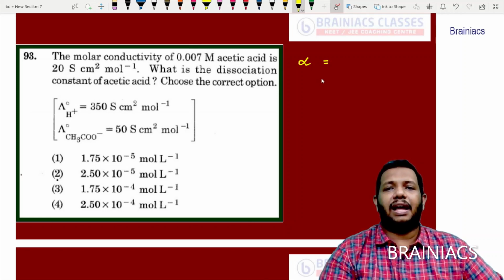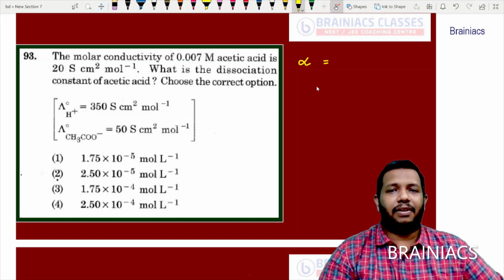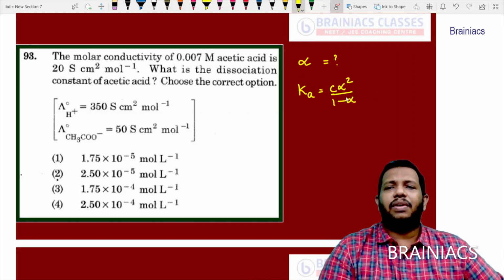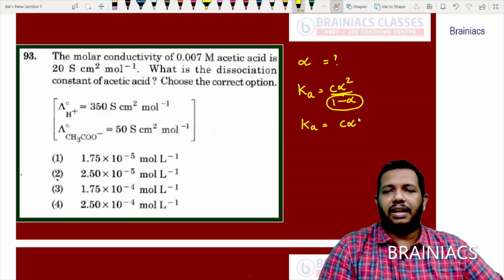So we know that alpha can be calculated as Ka is equal to C alpha square. We are learning that. Are you remembering the equation? So Ka is equal to C alpha square by 1 minus alpha is there, but we can neglect this because the alpha value will be totally less here. So we can neglect this one. So we can say Ka is equal to C alpha square. We can take it up.